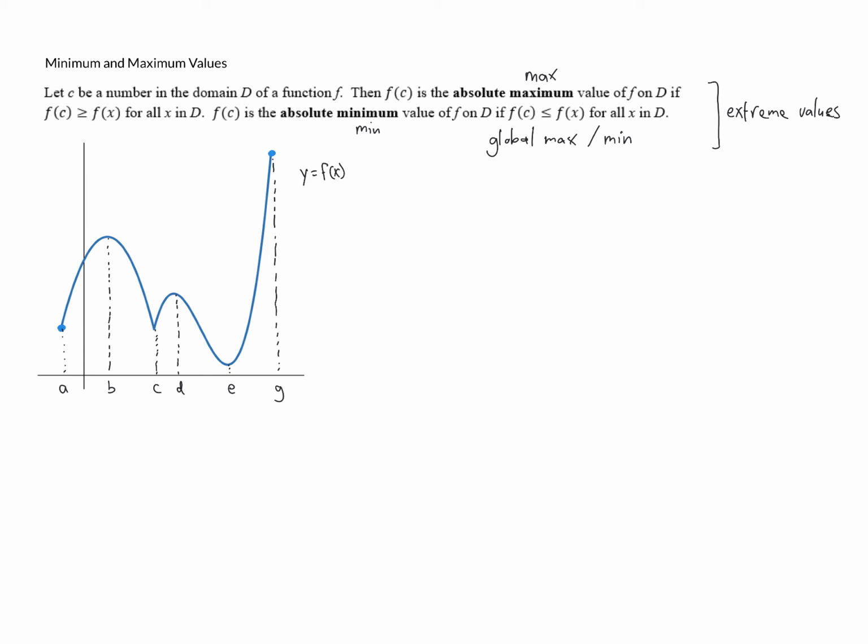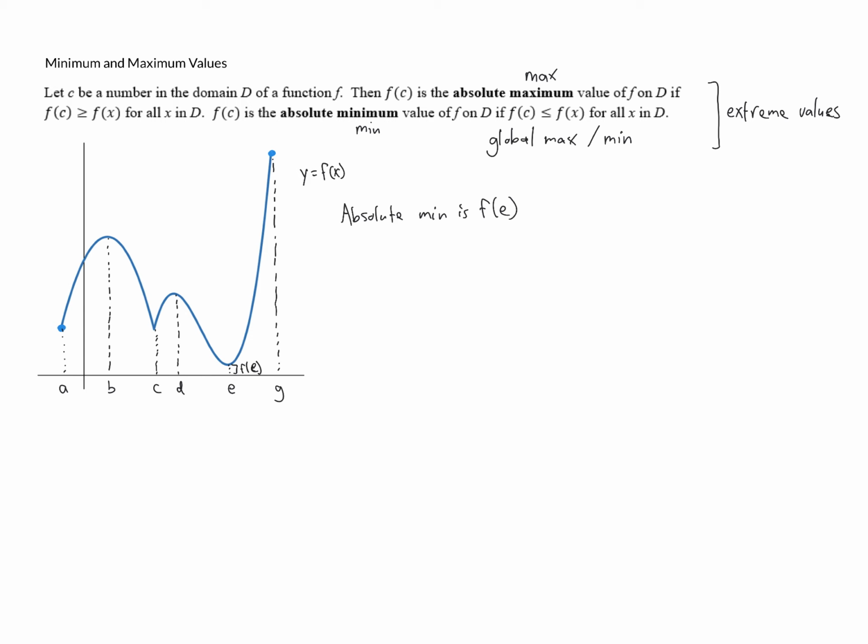And the minimum is actually the function value there. So we don't say that the minimum is e. We would say that the absolute minimum is f of e. So it's the function value at e. It is that height. If we were to kind of draw that in, that height is f of e.